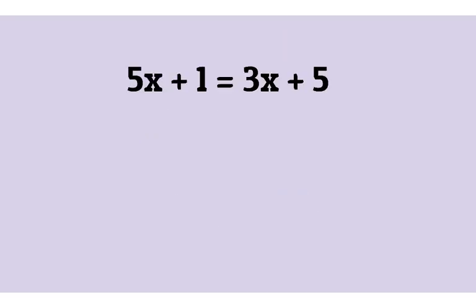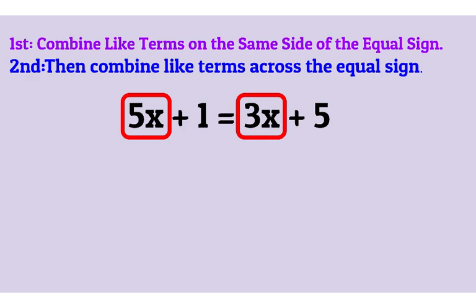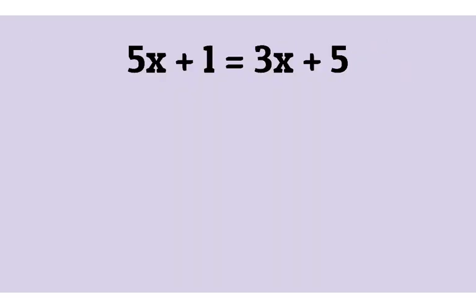So when you're dealing with variables on both sides of the equation, the first thing you want to do is look to see if you have to combine like terms on the same side of the equal sign. In this case, you do not. Which brings us to step number 2, combine like terms across the equal sign. Here we have the 5x and the 3x, and we also have the constants of 1 and 5. I'm going to start with the variables for no particular reason. You could have started with the constants, it doesn't matter.